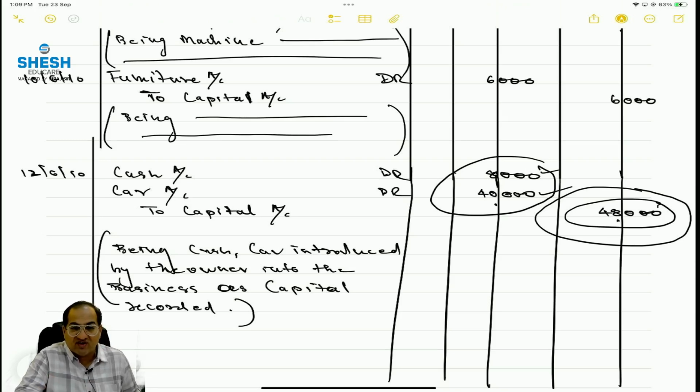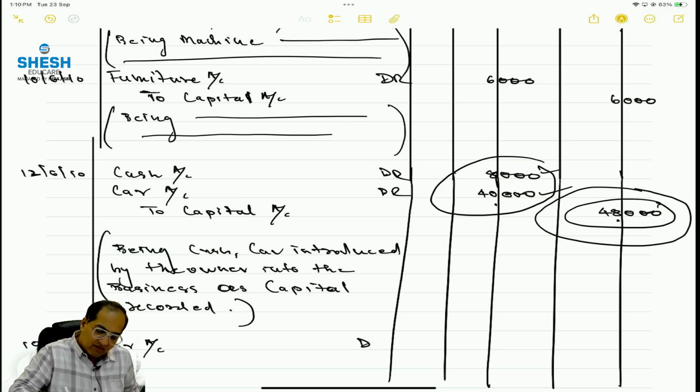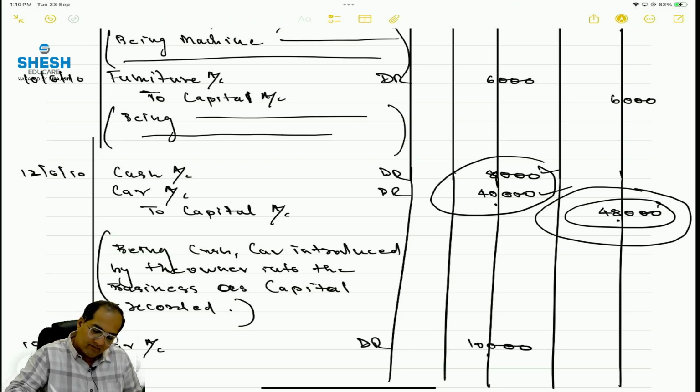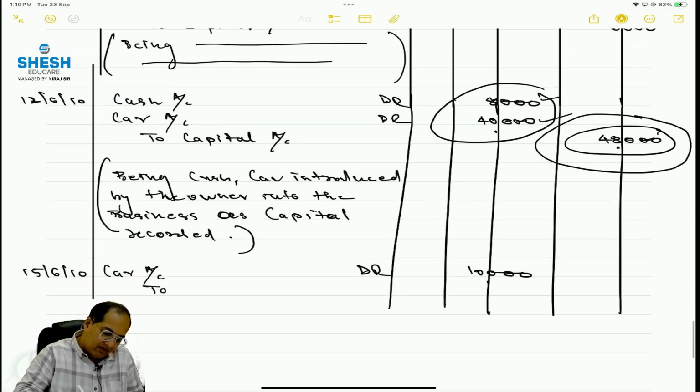Please do not misunderstand. Did I buy the car for the business from business money? No. This car was bought by the owner for the business from personal money. So for business, the car is definitely coming in. So car account debit, and who is the giver? Owner. So my entry will be car account debit 10,000 to capital account 10,000.